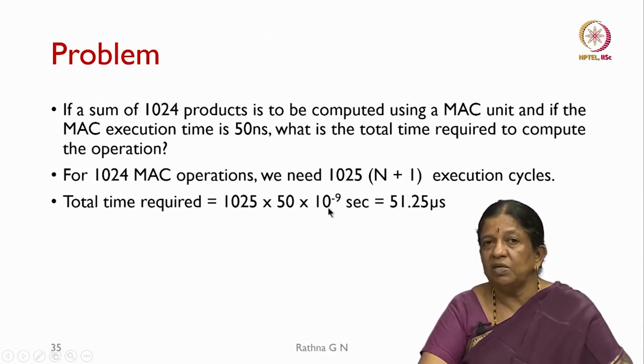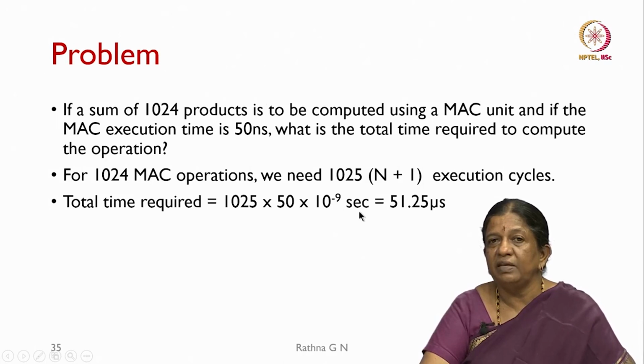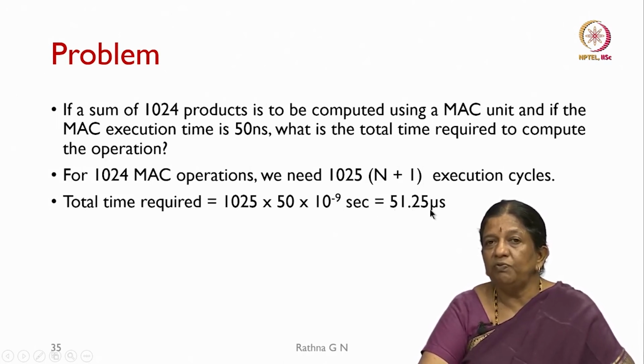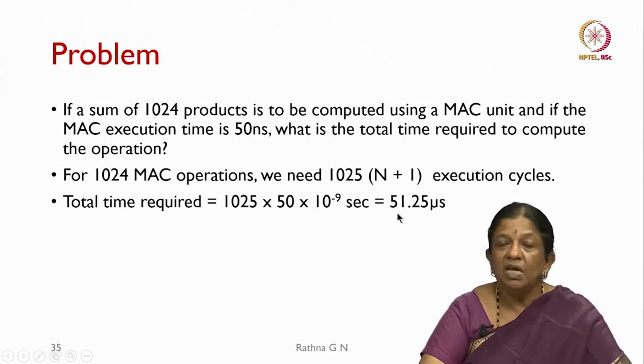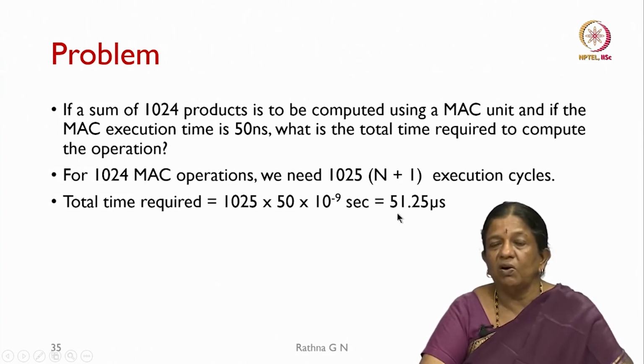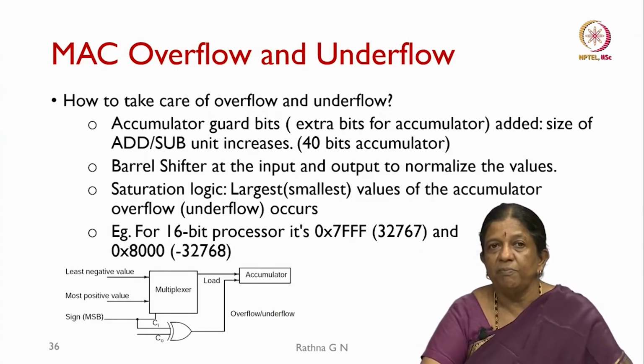1 nanosecond is equal to 10 power minus 9 second. So, this comes to about 51.25 microseconds, which is required to do this computation. So, you can see this is very small; it depends on the clock speed of your processor.